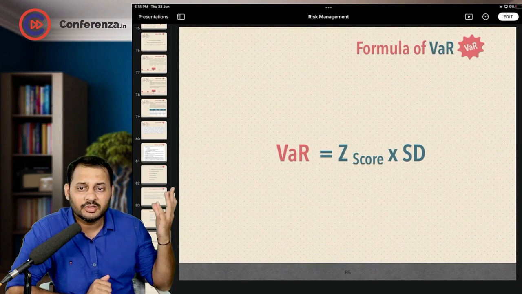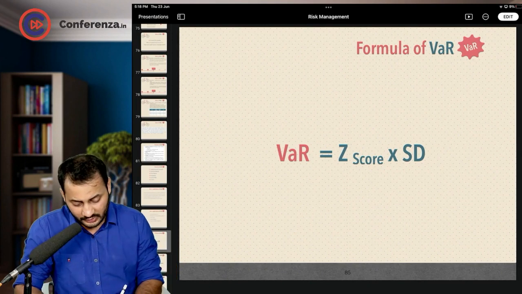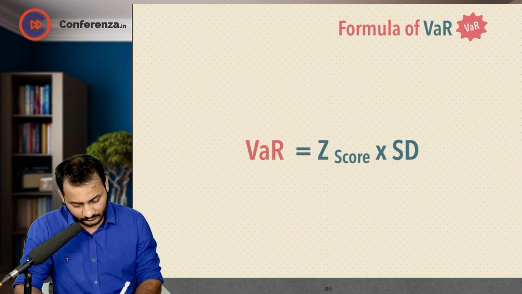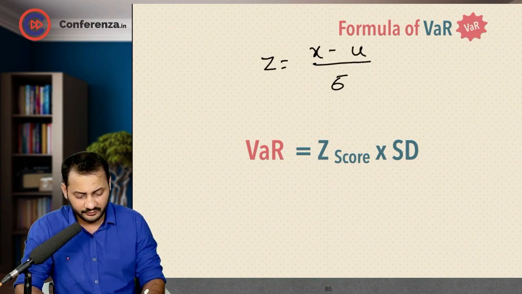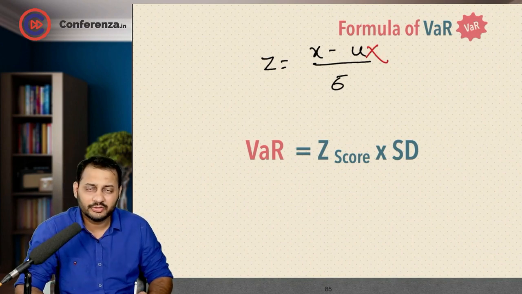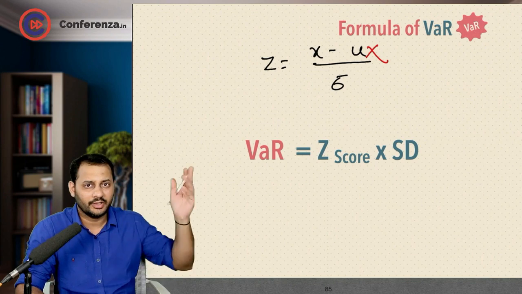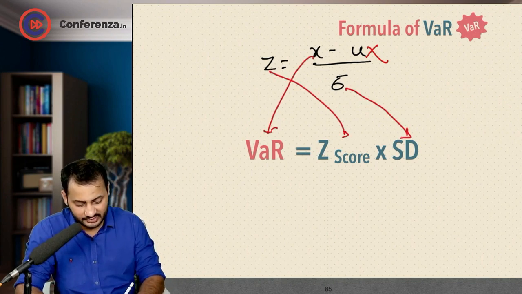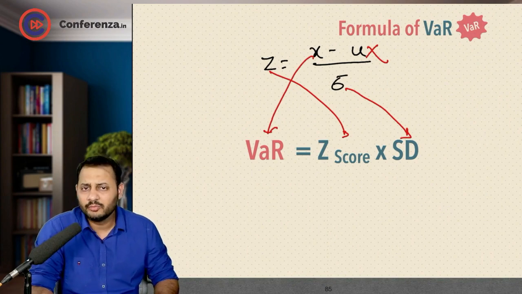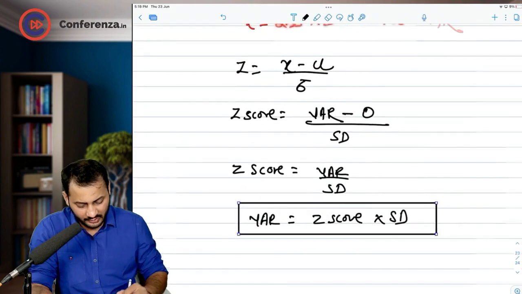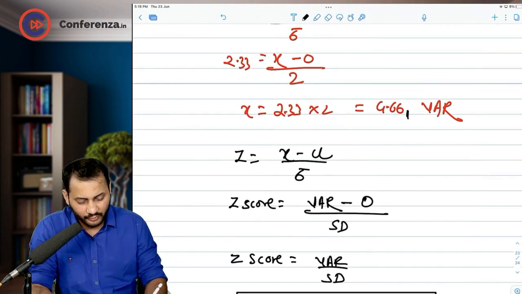Now you remember this formula. VAR is equal to z-score multiplied by SD. It is nothing but the same formula of z-score. Z-score is equal to x minus mu divided by standard deviation. This mu is altogether eliminated because it always starts from 0 while calculating VAR. Standard deviation is this figure, z is this figure, and x is this figure. So it is the same formula. You don't have to mug up anything. Chalo, cool. So in this question, VAR for 1 day is 4.66 crore.